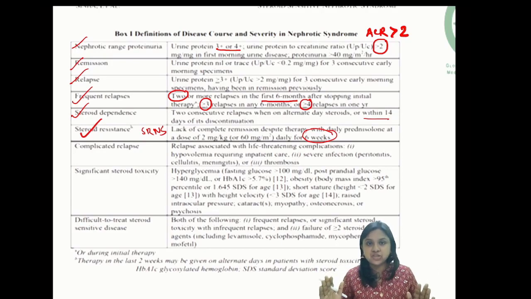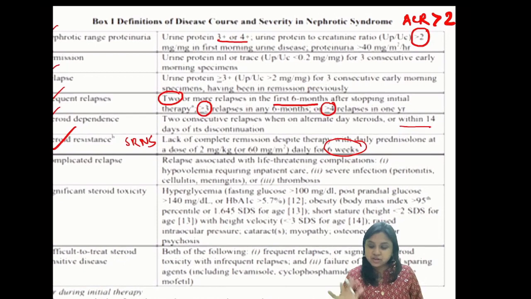First, what is nephrotic range? It's urine protein 3 plus or 4 plus. The daily proteinuria should be more than 40 mg per meter square per hour, and urinary ACR is more than 2. What is remission?